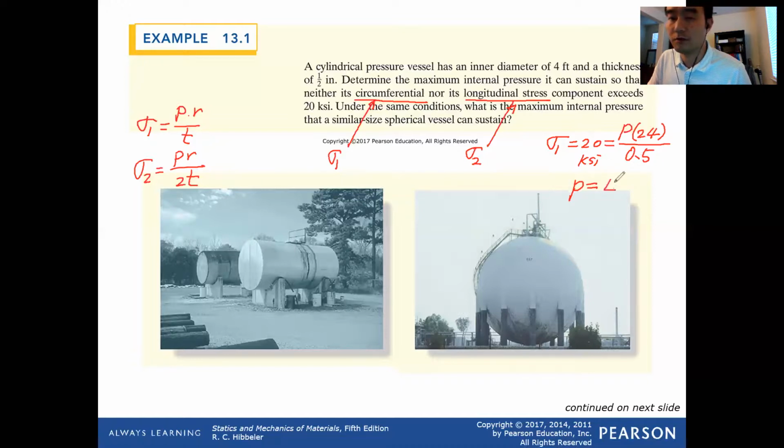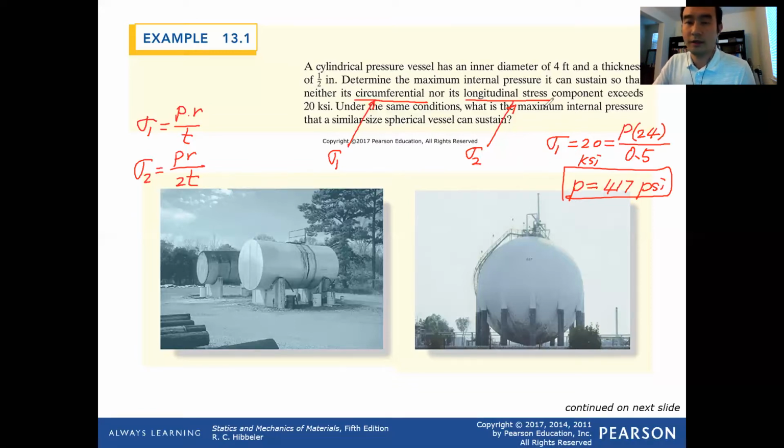So it's going to be 10 divided by 24, which is 0.417. When I convert it into psi, multiplying by 1,000, it will be equal to 417 psi. So that is going to be the maximum pressure that this cylindrical vessel can sustain with the given information.